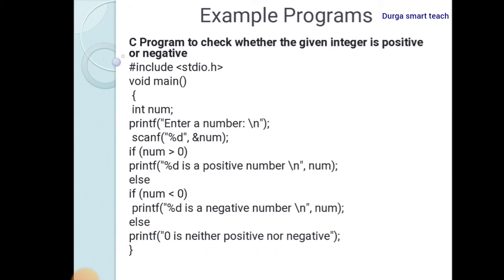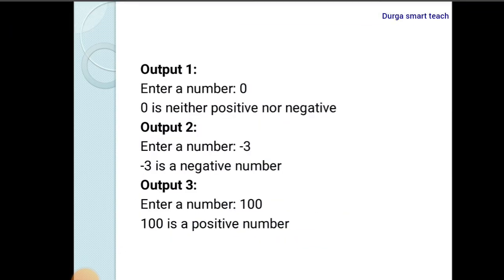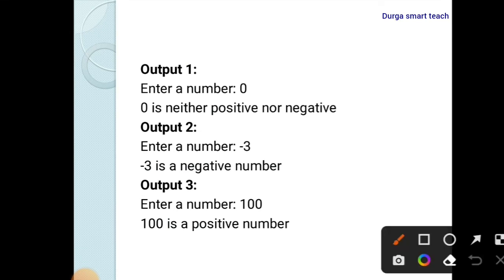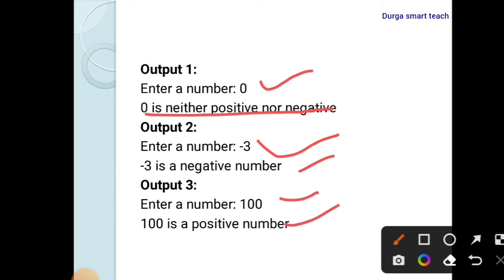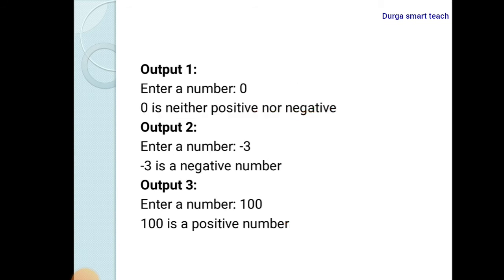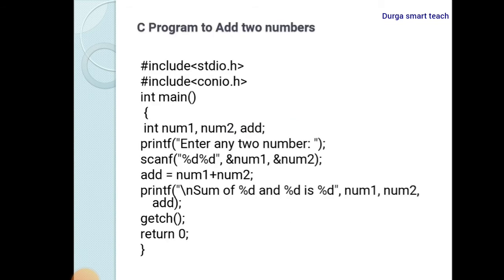Okay, so let's see the example output. First the user given number is 0, so 0 is neither positive nor negative. Next, the user given -3, a negative number. Next, 100 is a positive number. So in this way the program is executed. Okay, let's see one more example.